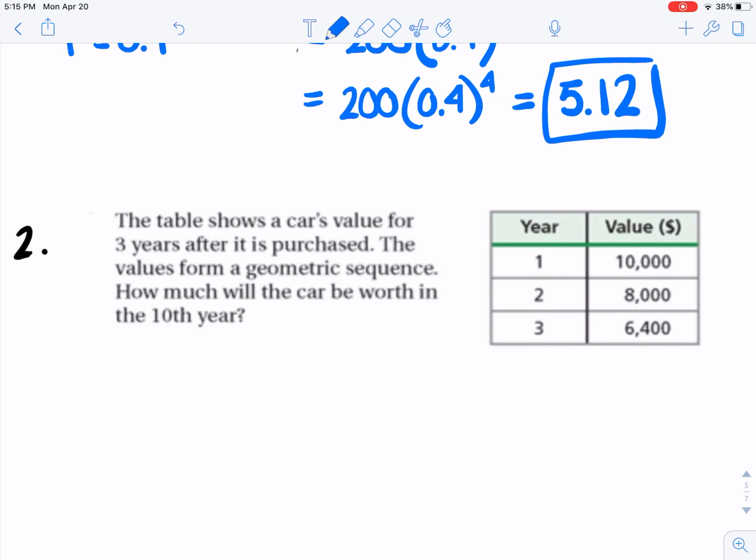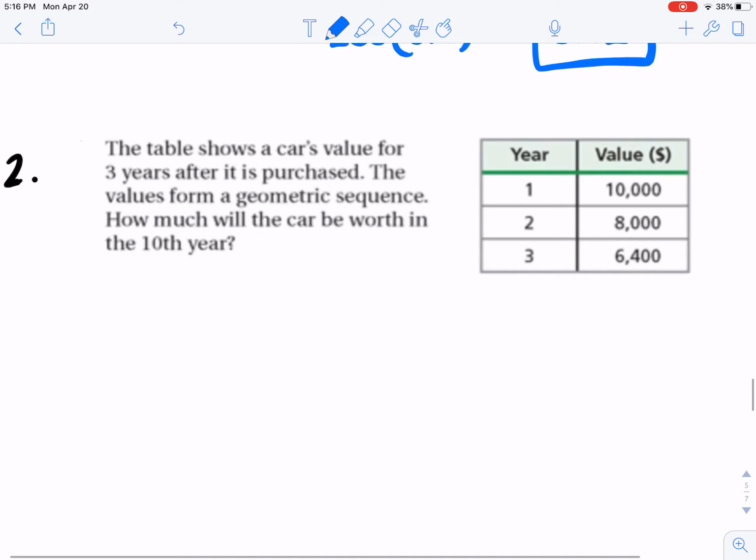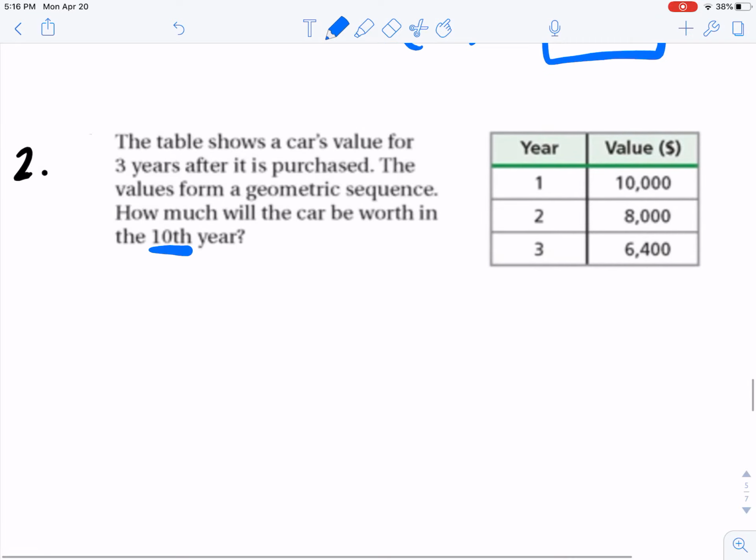Okay. Number 2, the table shows a car's value for 3 years after its purchase. The values form a geometric sequence. How much will the car be worth in the 10th year? So this is kind of sad when you think about how much cars depreciate. If you've ever heard the term that when you drive a brand new car off the lot, it already depreciates several thousands of dollars because people don't want used cars. They're going to pay top dollar for brand new cars.